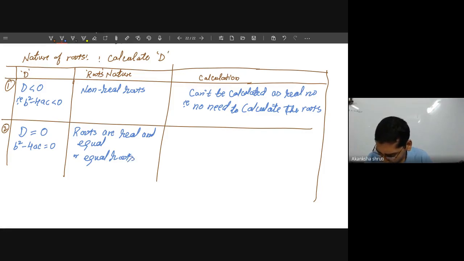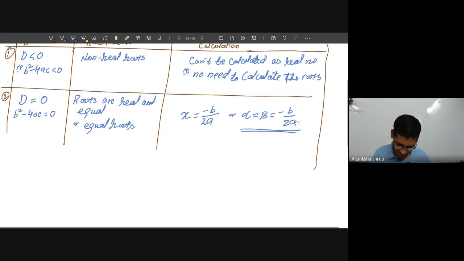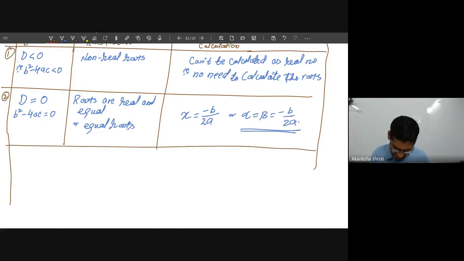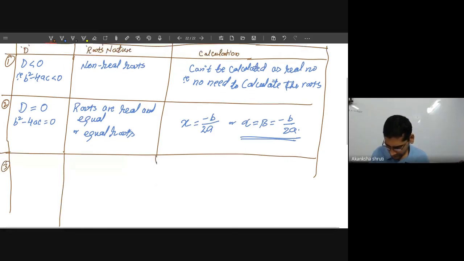How are they calculated? In calculation, x has only one value, that is −b by 2a, keep in mind. Sometimes it is also denoted as alpha equals beta equals −b by 2a, meaning they are equal. This is the second condition. Now coming to the third one.